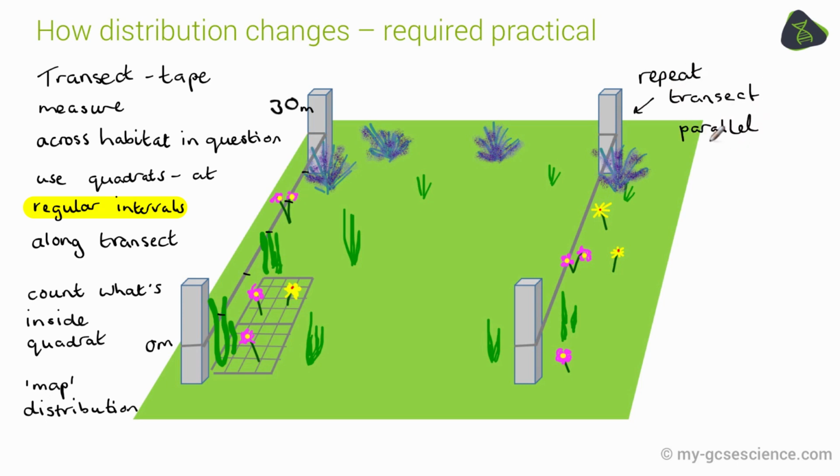And in this illustration here, you can see that there is a difference in the type of plants that are distributed as you go from 0 to 30 metres along the transect, with quite a lot of lavender style plants at the back of this habitat rather than at the front.